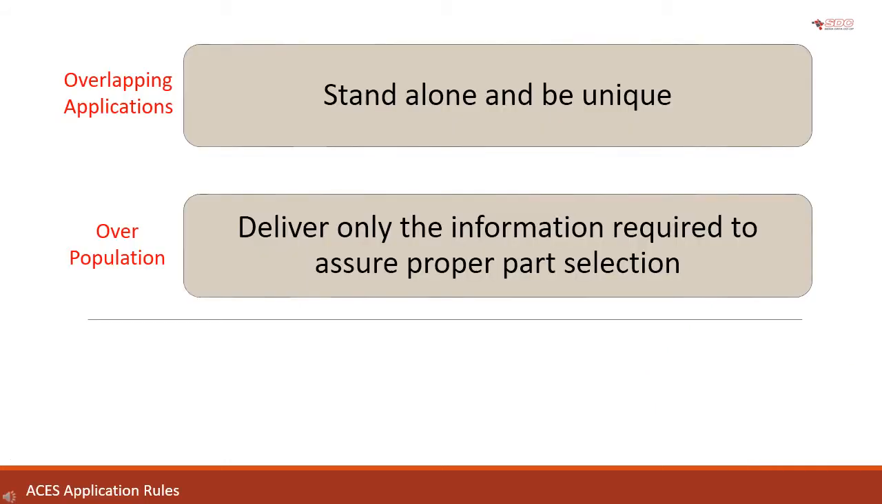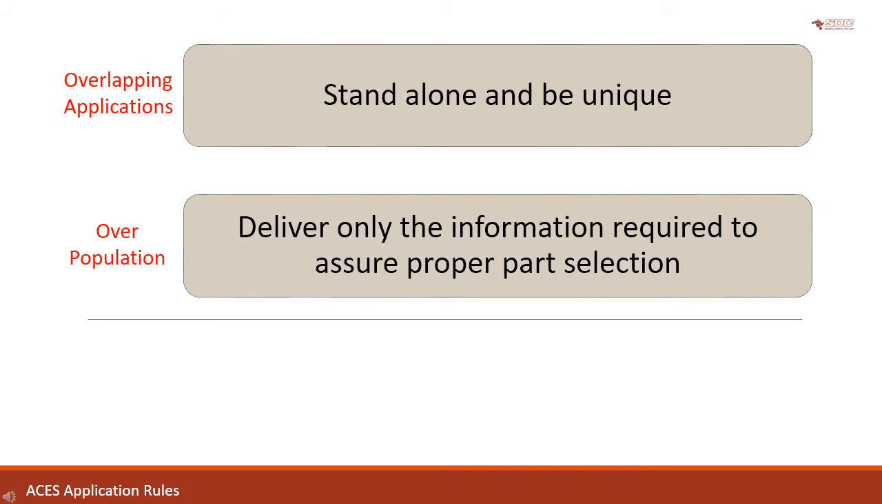Okay, so let's start with the rules, application rules. There's a term called overlapped applications, and that's where we'll start today. Each application should clearly point to the selection of a part. This means that in an ACES file, we need to provide enough components in the application itself that we can clearly differentiate one part from another part that may fit on the same vehicle.